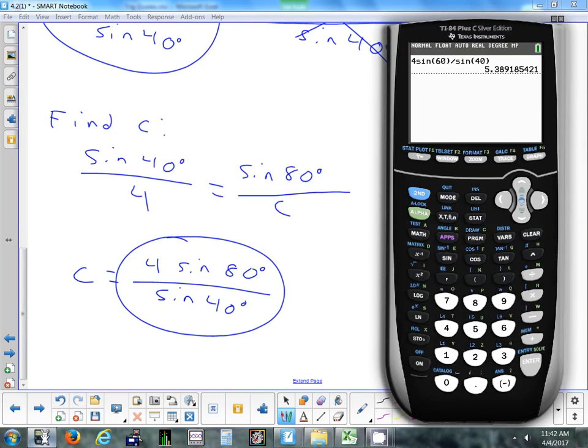Okay, so on your calculator, sometimes it's easy if you can just pull up the last thing you typed in and just change the one thing you need to change. So it's 4 sine 80 over sine 40. If you can't, then you just have to type the whole thing in again. All right, so we get 6.128.